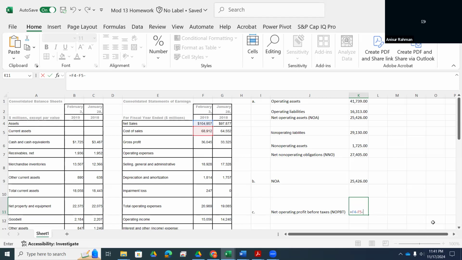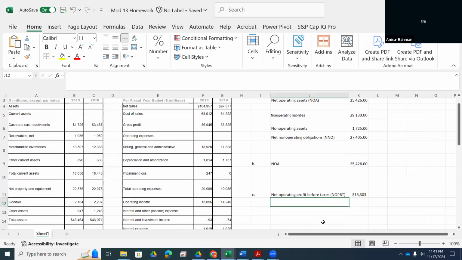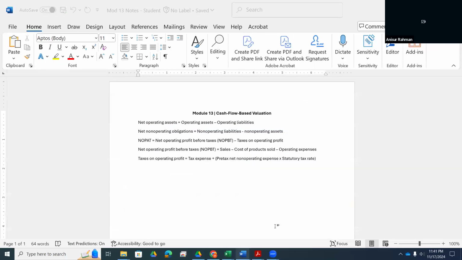We need to exclude this amount. So I will enter the sum formula again, sum, open a parenthesis. So this selling, comma, this depreciation, these two. So this is my net operating profit before taxes. Now we have to find out taxes on operating profit. To find that out, we need to first calculate pre-tax net non-operating expense.